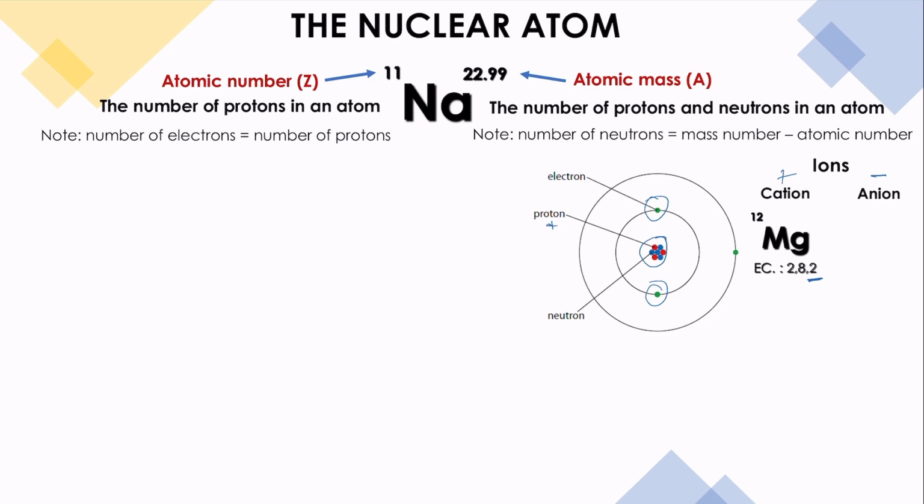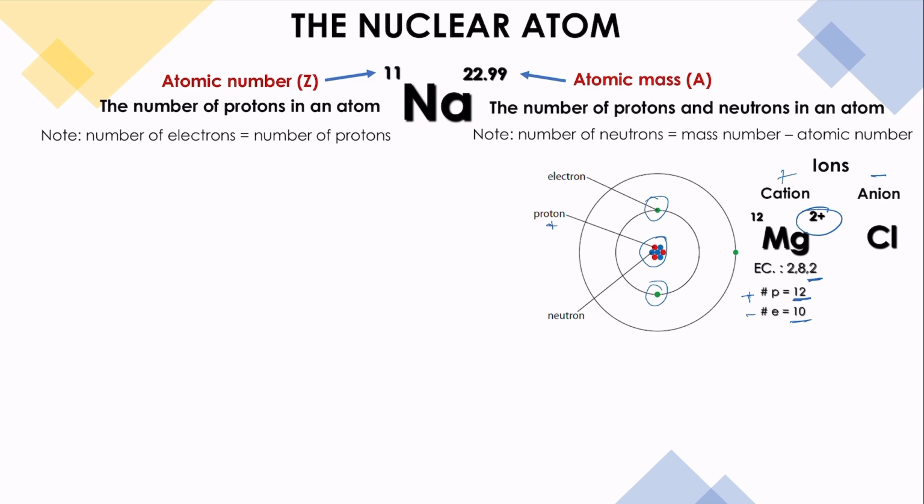How could magnesium have a full last shell? By losing 2 or gaining 6. Of course, it's easier to lose 2 electrons, so it will become Mg2+. So we have here, as you can see, fewer electrons than protons, less negative than positive. So it is a 2 positive ion.